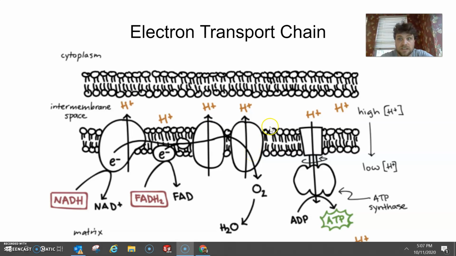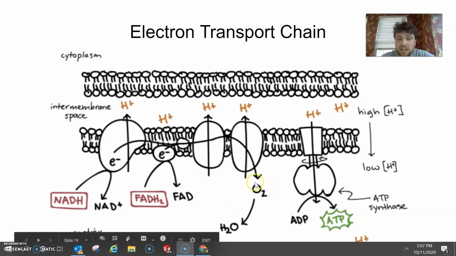But those electrons, they still have a ton of energy, and they have to be caught somehow. And if they're not caught, they're going to go damage other parts of the cell. And that's what oxygen gas does. It catches electrons. And when it catches those electrons, it turns into H2O.